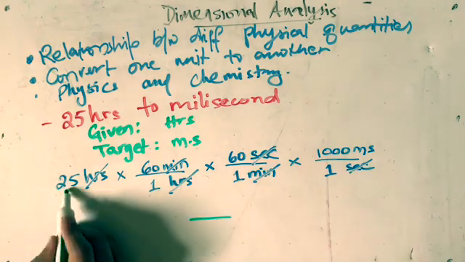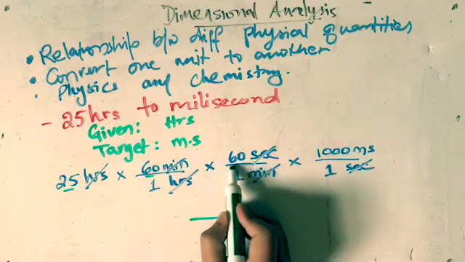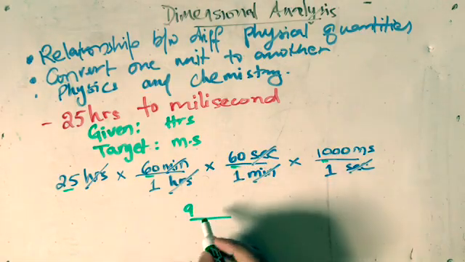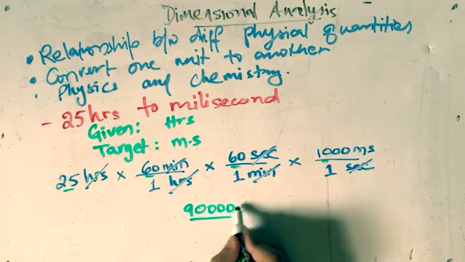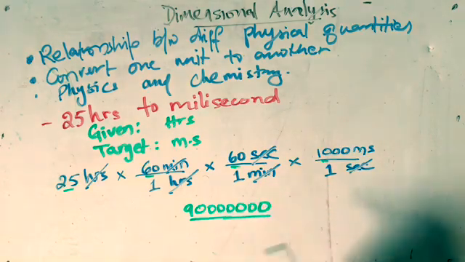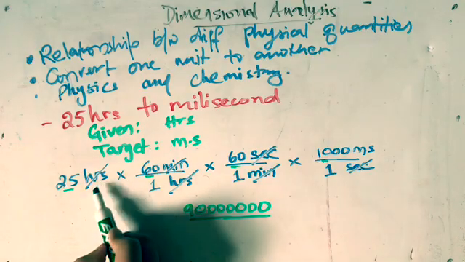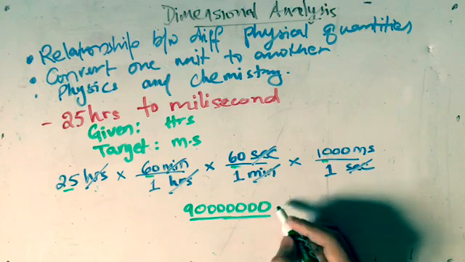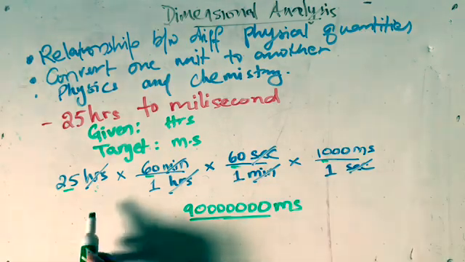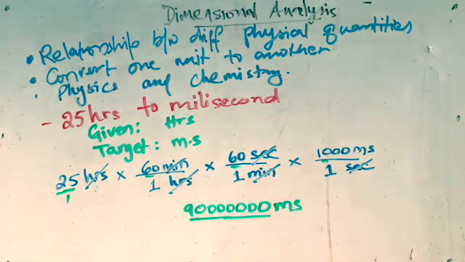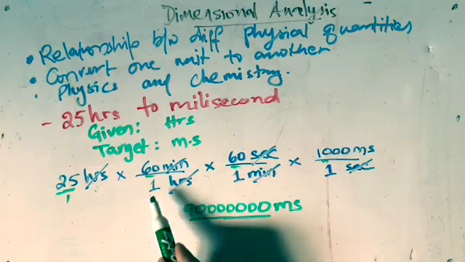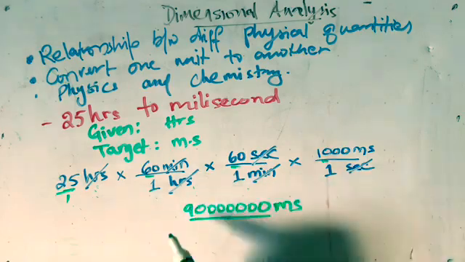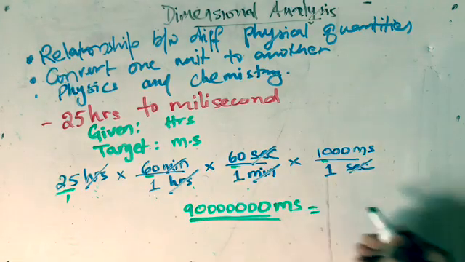At the top we have 25, 60, another 60, and 1000, and that gives us 9 with 7 zeros. We don't have any hours, minutes, or seconds left, we're only left with milliseconds. So write milliseconds. At the bottom, this one is over 1, that's an invisible 1. You multiply 1 times 1 times 1 times 1, that's 1. You don't have to write that down, and we do not have any units. So that's the answer, and you can convert that to scientific notation.